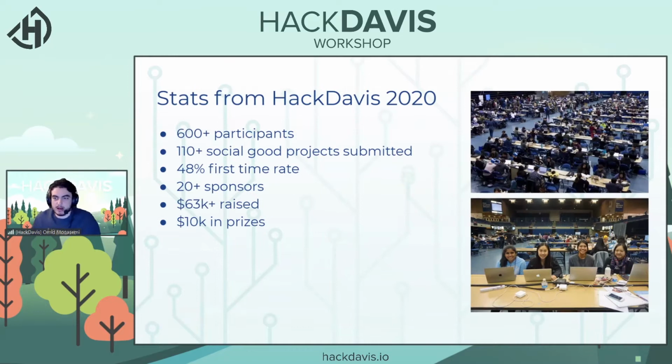So some stats about how HackDavis looked last year. We had, like I mentioned earlier, over 600 total participants who submitted over 110 total social good projects. They were really, really good. And almost half of the people there, it was their first time there. So again, it's completely beginner friendly. And we had over 20 sponsors who raised over $63,000 for us as a whole, which enabled us to give out over $10,000 total in prizes.